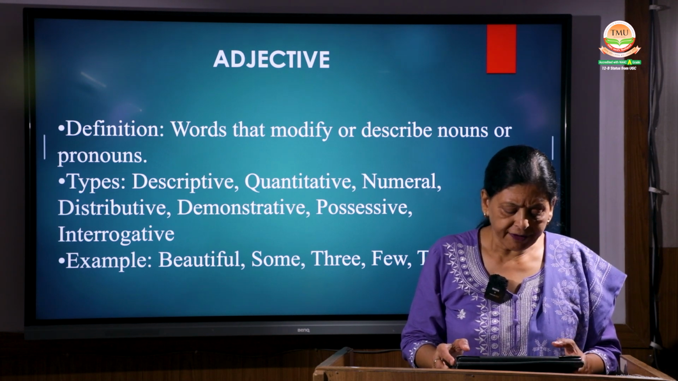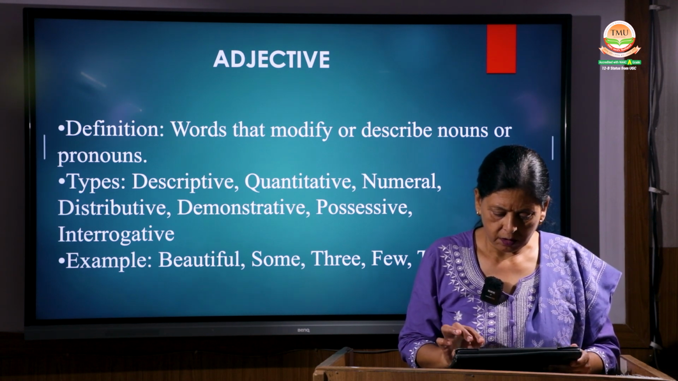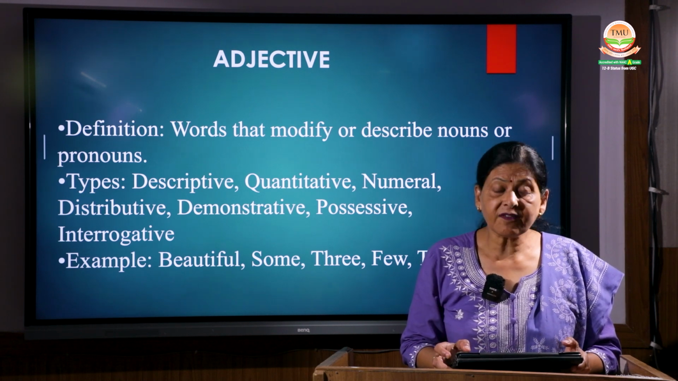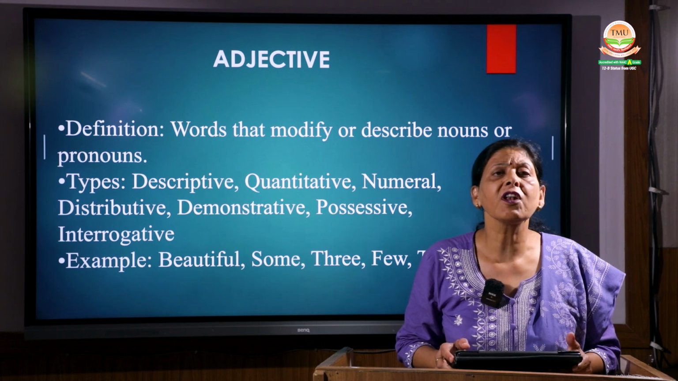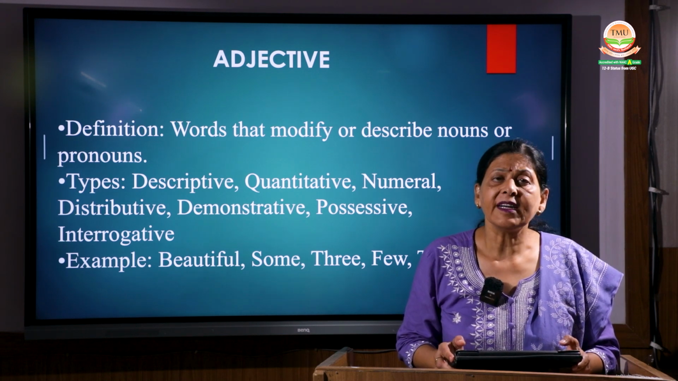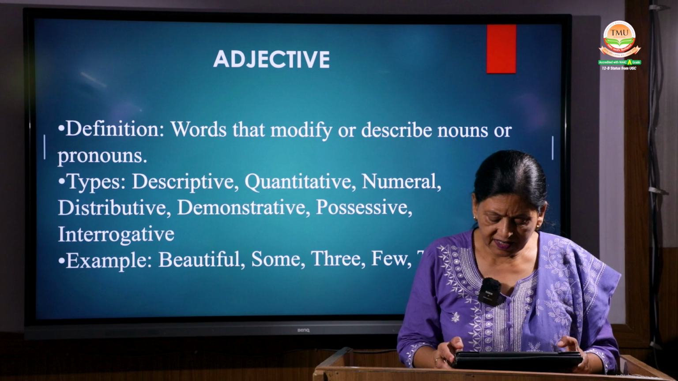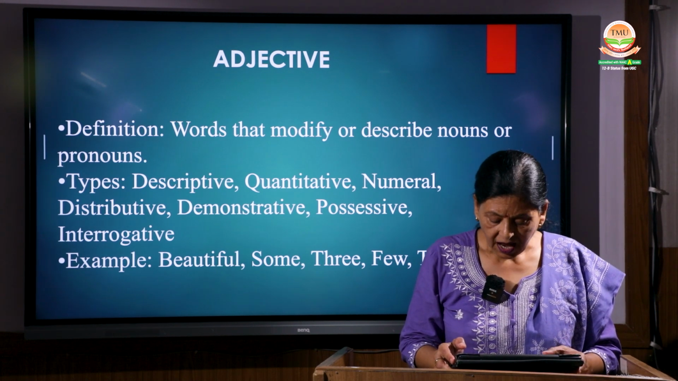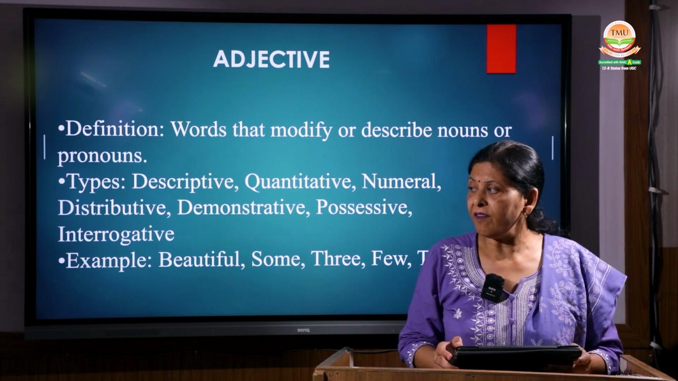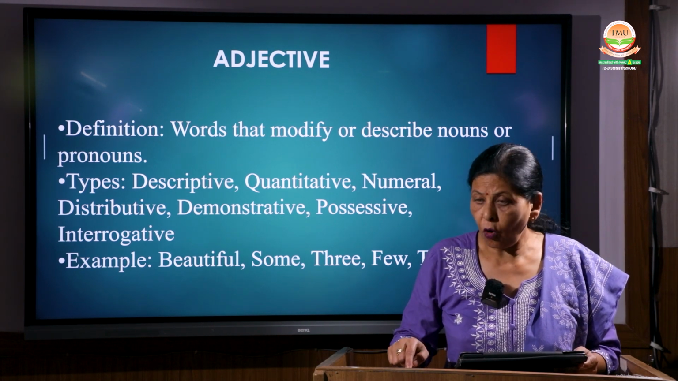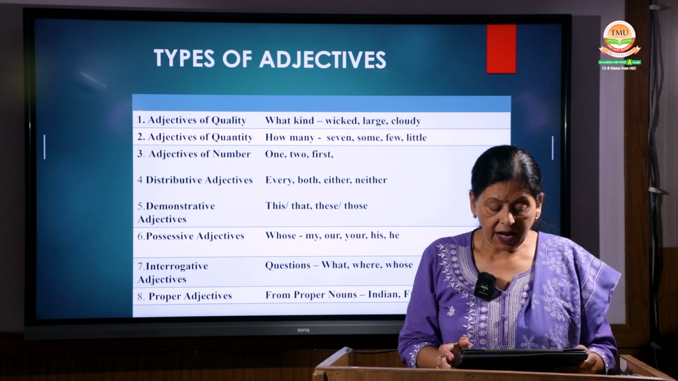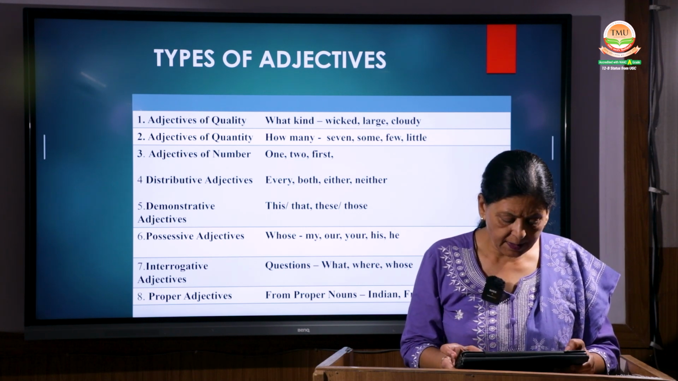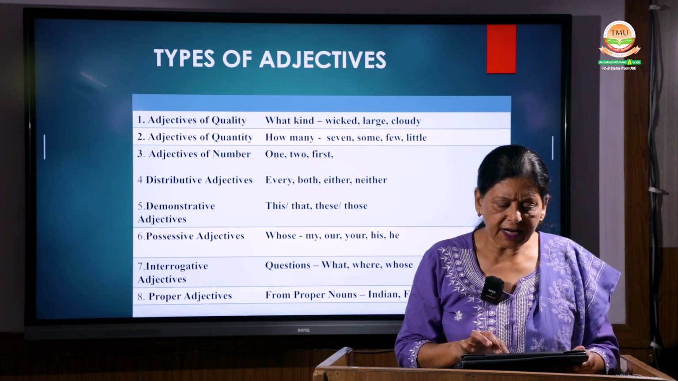Then the types of adjectives. The types of adjectives are adjectives of quality, or we can call them descriptive adjectives, adjectives of quantity, adjectives of number, then distributive adjectives, demonstrative adjectives, and possessive and interrogative adjectives. So these all are adjectives. Now I'll be talking about the different types of adjectives. So what are the different types of adjectives?